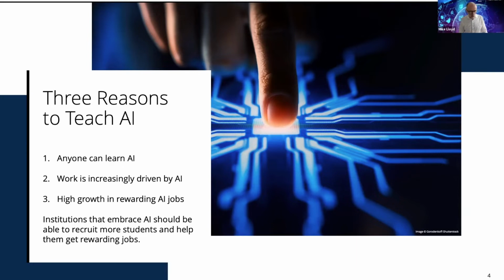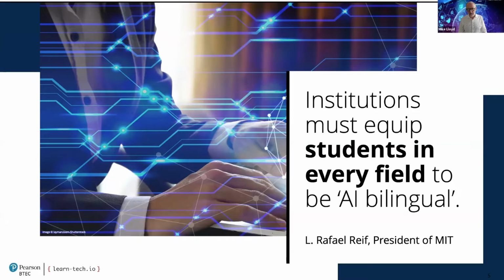That's reinforced by the president of MIT when he said that institutions must equip students in every field. And that's the important bit here, every field. AI is pervasive right across society, across all industries, and across all areas of study. The president of MIT stated recently that institutions must equip the students to be AI bilingual. In other words, they study their own subject area, but also in parallel with that, they have to learn where AI impacts on that. So AI is for everybody.